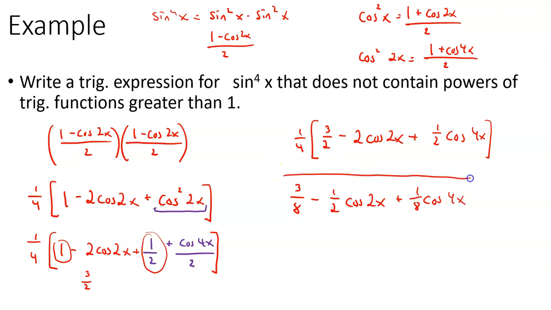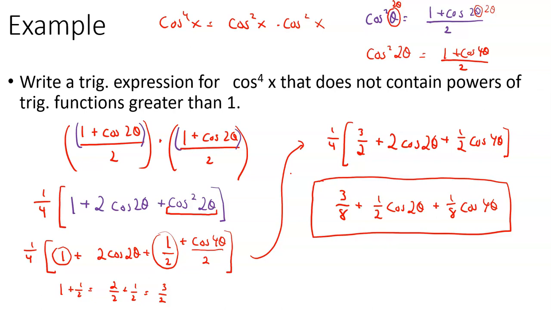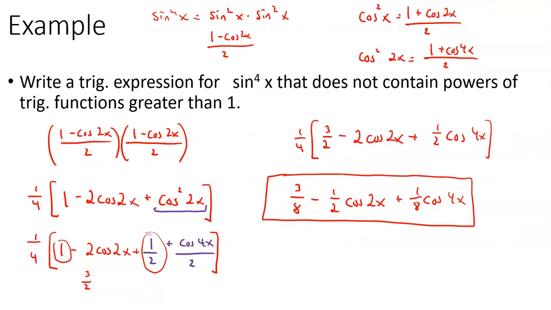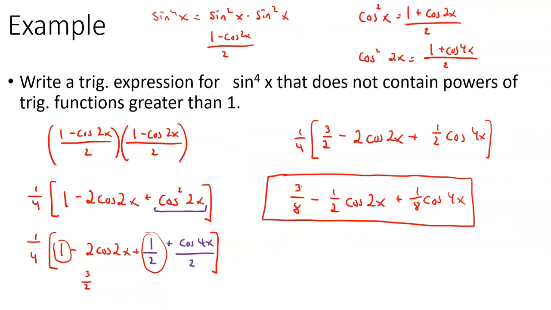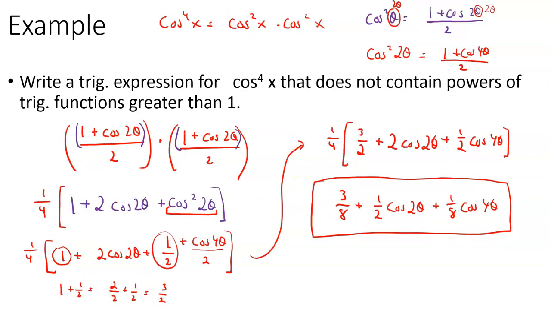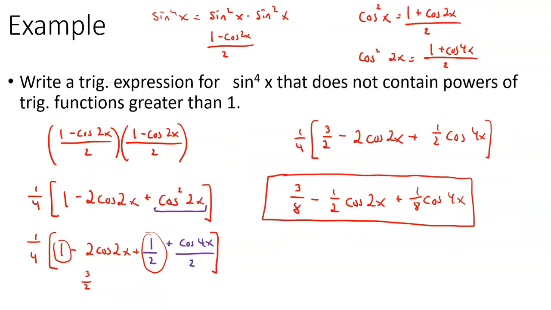And there's my answer, which looks suspiciously like the last one. Right? What's the difference between them? Well, besides the fact that I changed my variable partway through, I should have left this as x's instead of thetas. The only difference is actually that sign before the cosine of 2x, right? Is the negative half for sine, is the positive half for cosine. Other than that, the rest of the function remains the same.